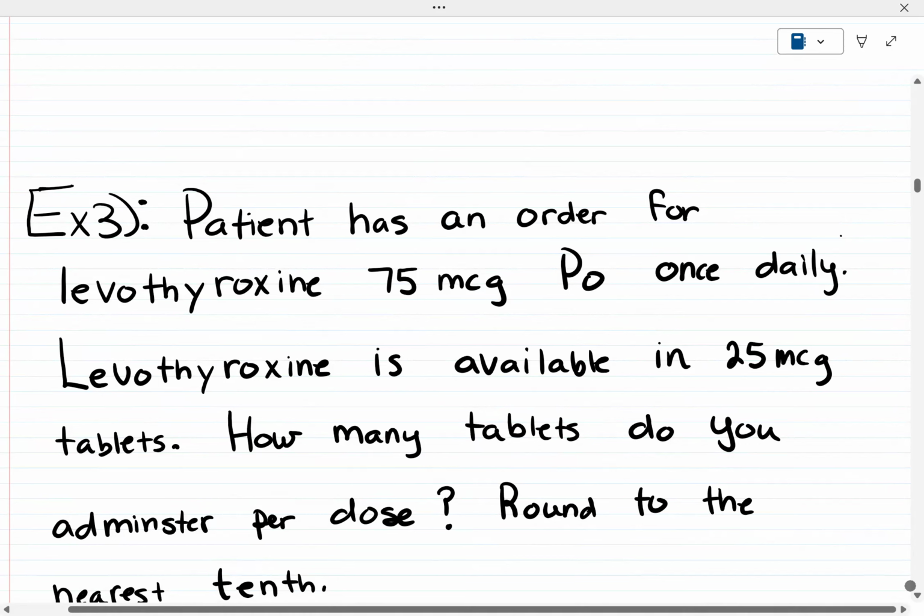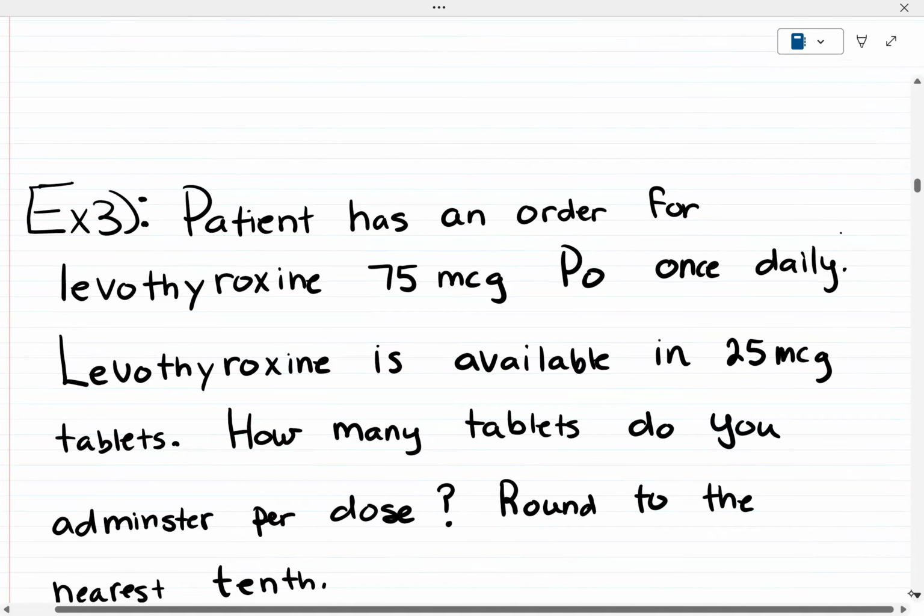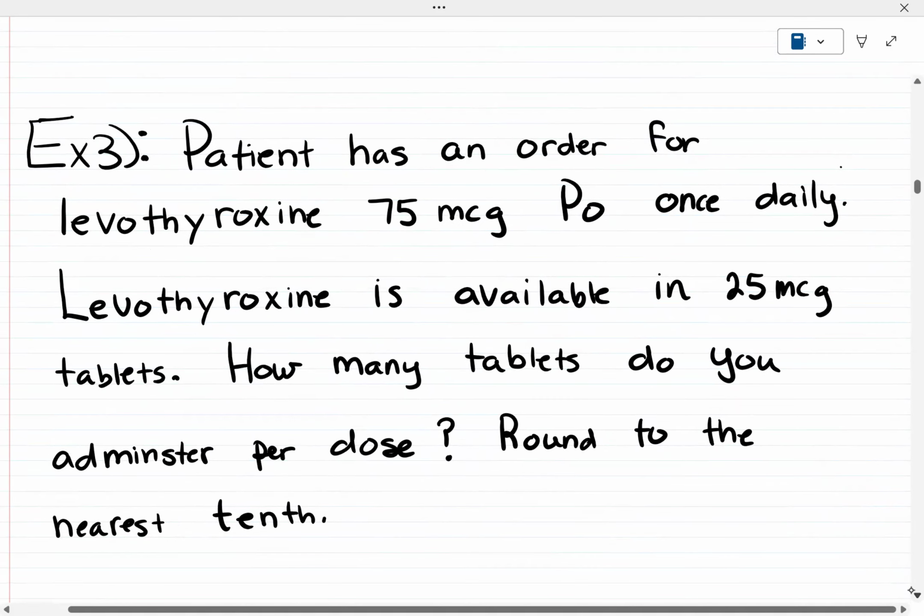It was just asking how many tablets you administer per dose. Okay, example three. Example three says a patient has an order of levothyroxine of 75 mcg PO once daily.